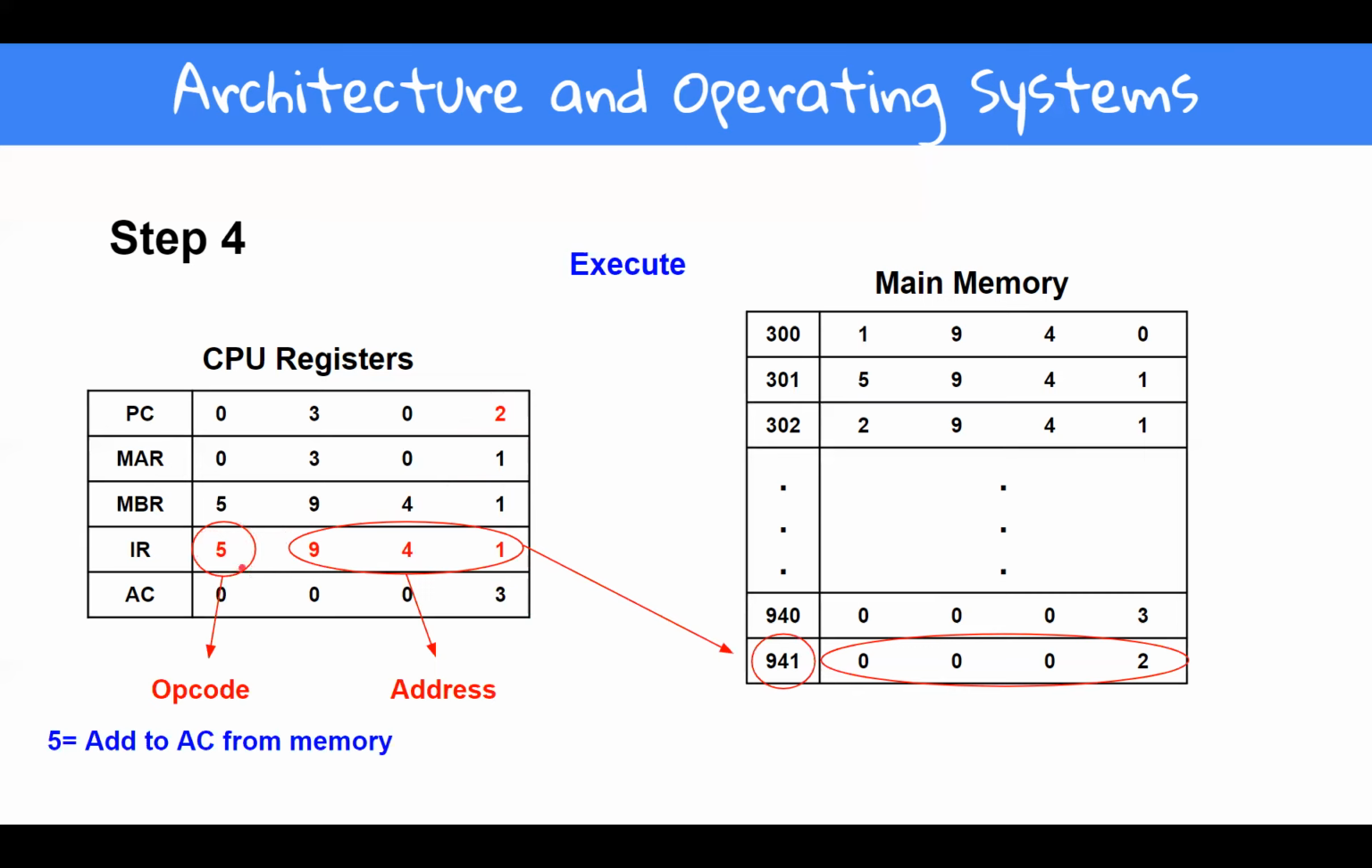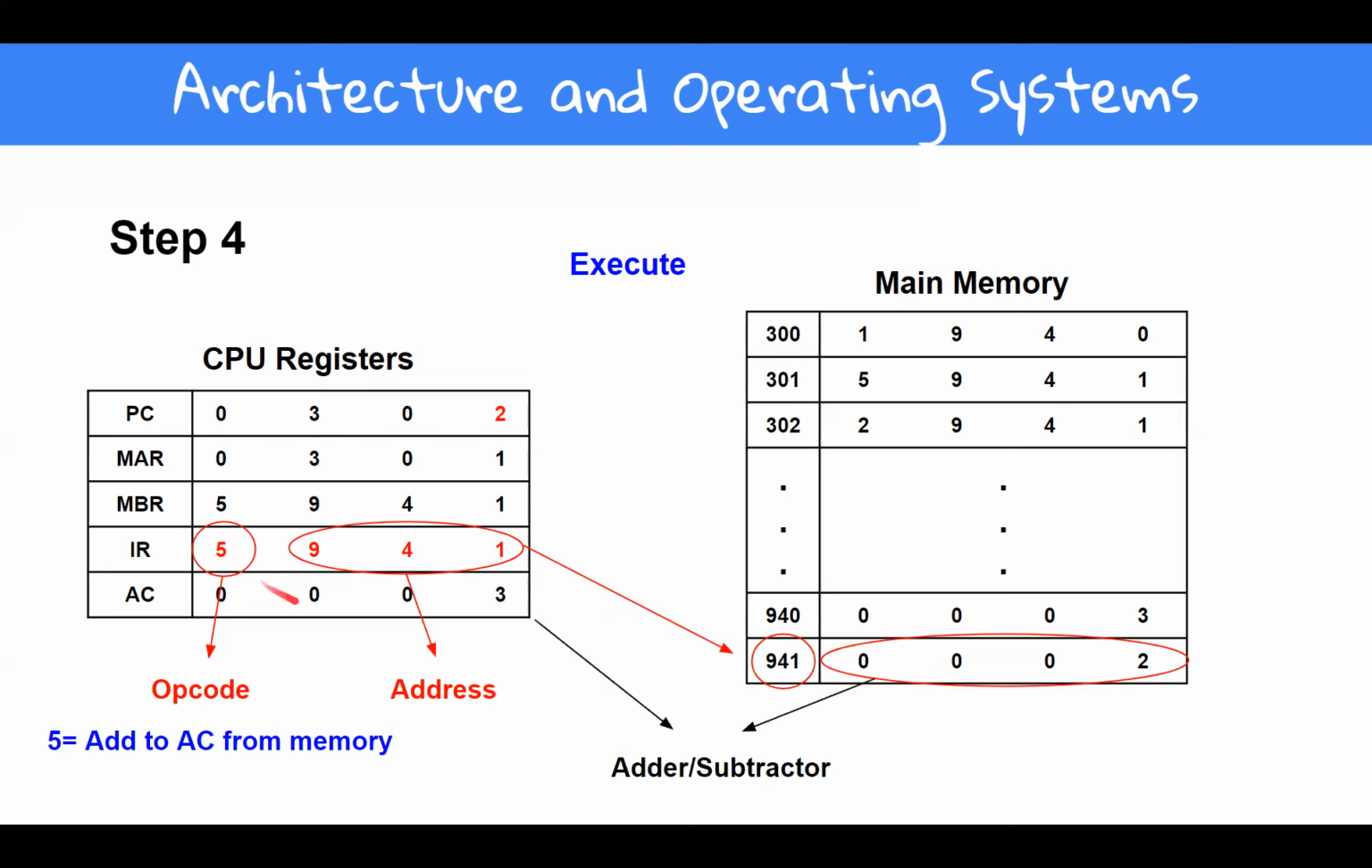The opcode is 5 based on this instruction. We look at the opcode list. Opcode is add to AC from memory. Add to AC from memory from which part of the memory? From this address 941. So this is the address, this is the value that we have in 941. So what we've got to add.